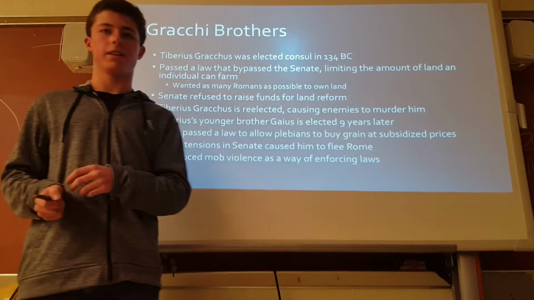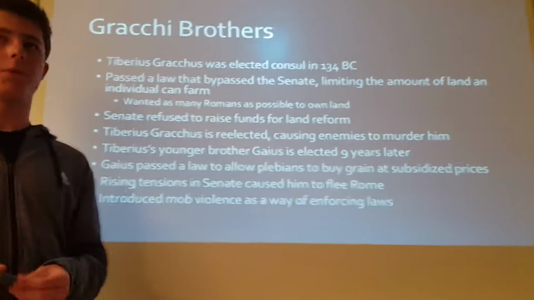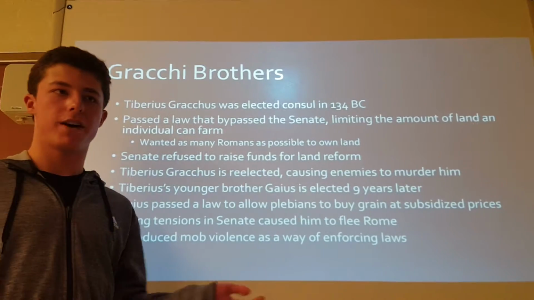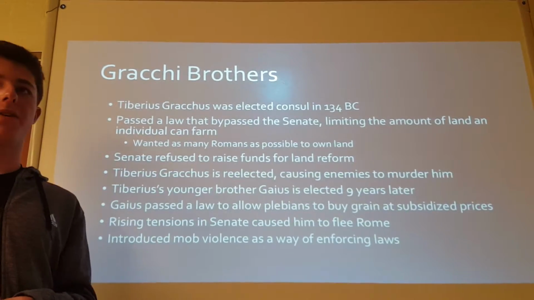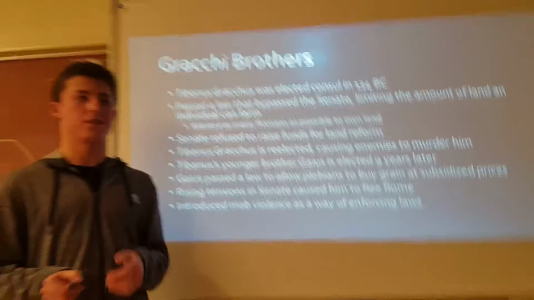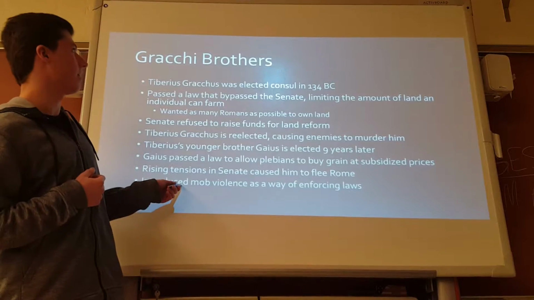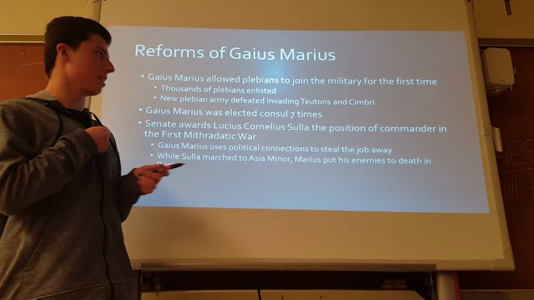This started kicking the can down the road because the plebeians revolted, and eventually this land reform was passed, but only through mob violence. They discovered that mob violence was a key to get their policies passed. So in subsequent years, Rome will see more mob violence, and it'll just descend further into chaos.